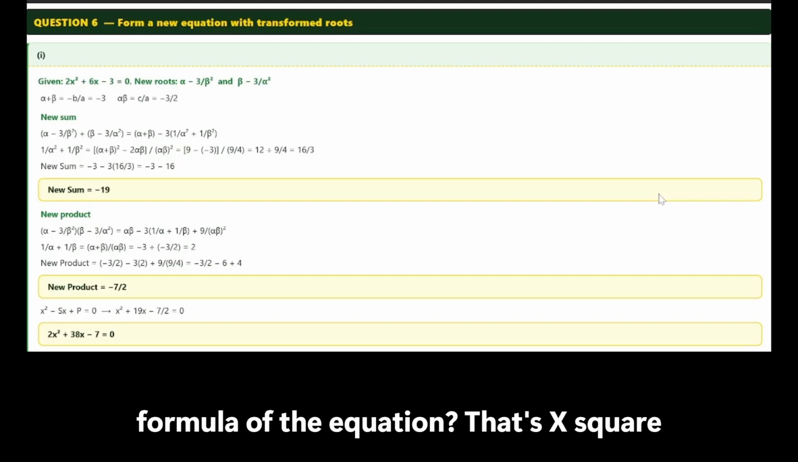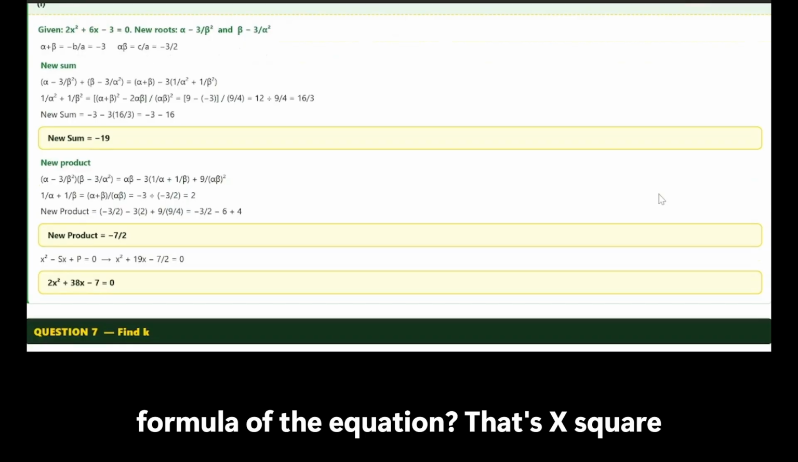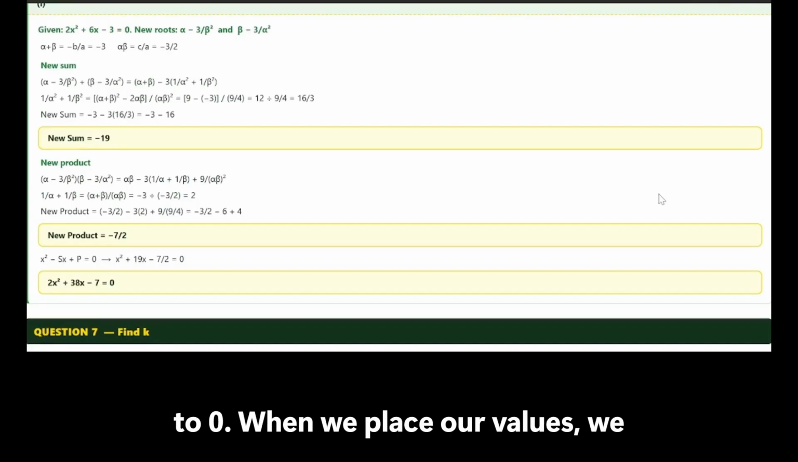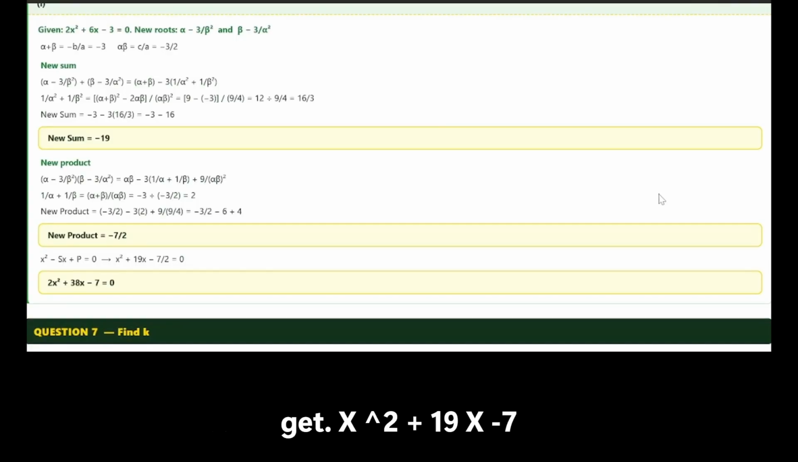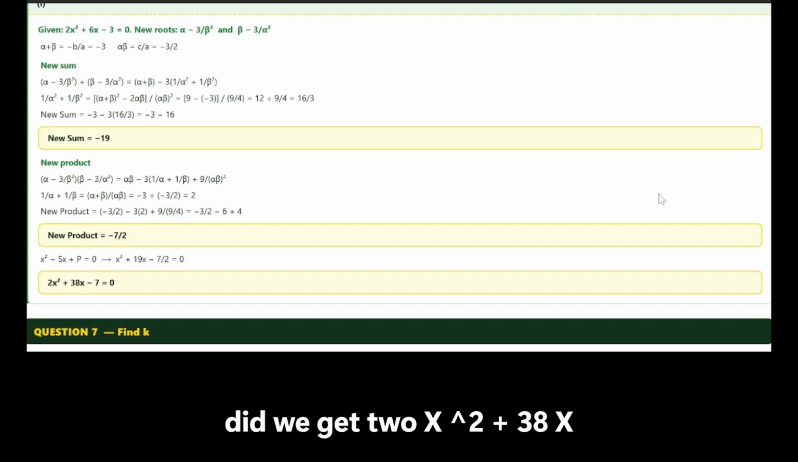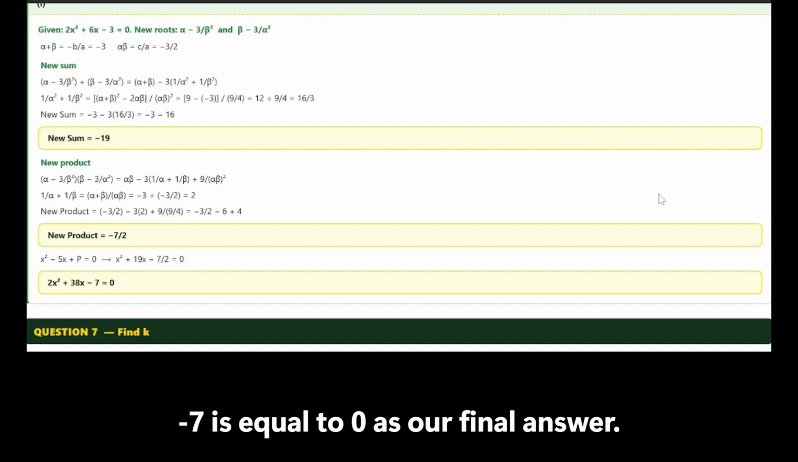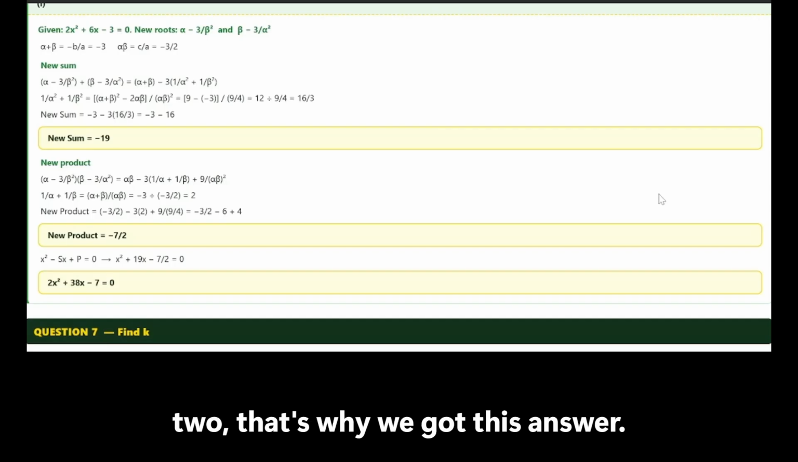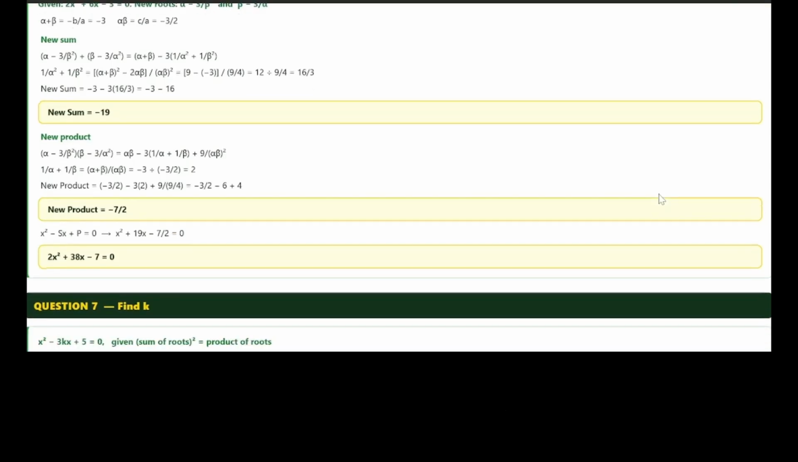Now what's the formula of the equation? That's x square minus sum into x plus p is equal to 0. When we place our values, we get x square plus 19x minus 7 over 2, which is equal to 0. But how did we get 2x square plus 38x minus 7 is equal to 0 as our final answer? Well, we multiplied all of the sides with 2. That's why we got this answer.